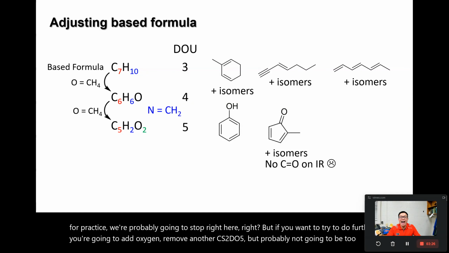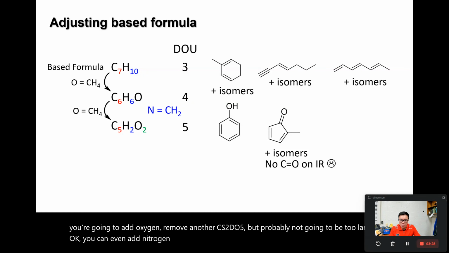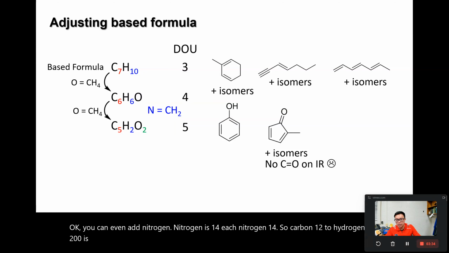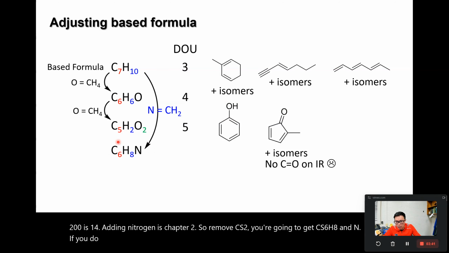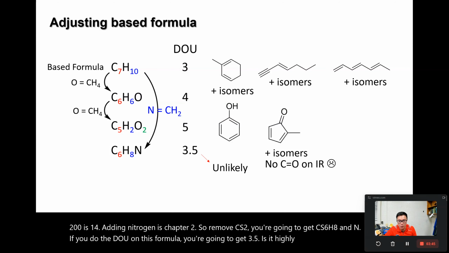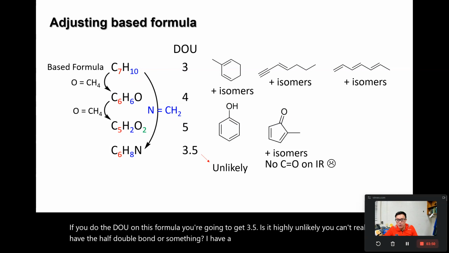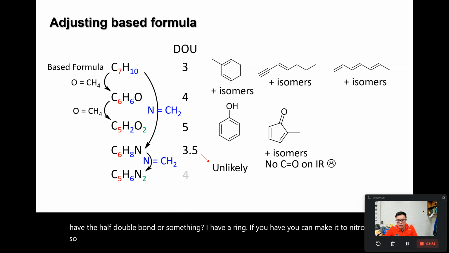Okay, you can even add nitrogen. Each nitrogen is 14. So carbon is 12, 2 hydrogen is 14. Adding nitrogen is adding CH2, so remove CH2. You're going to get C6H8N. If you do the DOU on this formula, you're going to get 3.5. This is highly unlikely. You can't really have half a double bond or half a ring. If you make it 2 nitrogen, so subtract another CH2, this one with a DOU of 4 might be more likely.